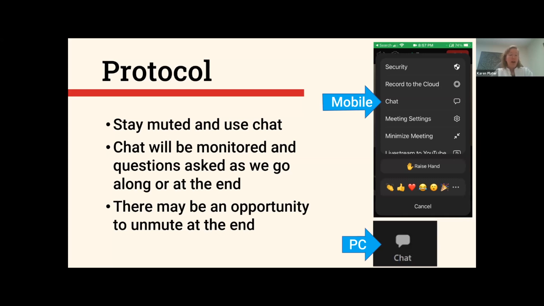At the end, there may be an opportunity to unmute. We're going to see how it's going, and we're just doing an experiment with this. We had over 150 people registered, so we just have to see how we can juggle. If we get a chance to unmute you to ask questions, great; otherwise ask them in chat and we'll try to answer them.